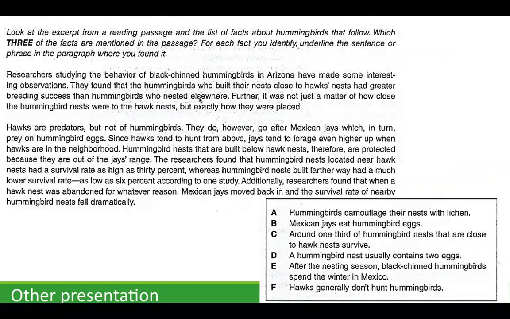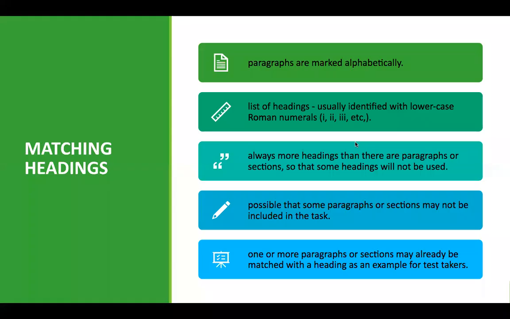Okay, so this is another presentation. Look at the excerpt from a reading passage and the list of facts about hummingbirds that follow. Which three of the facts are mentioned in the passage? For each fact you identify, underline the sentence or phrase in the paragraph where you found it. Okay.